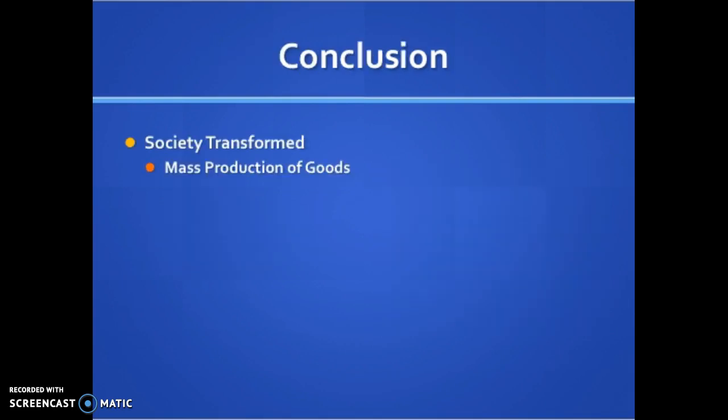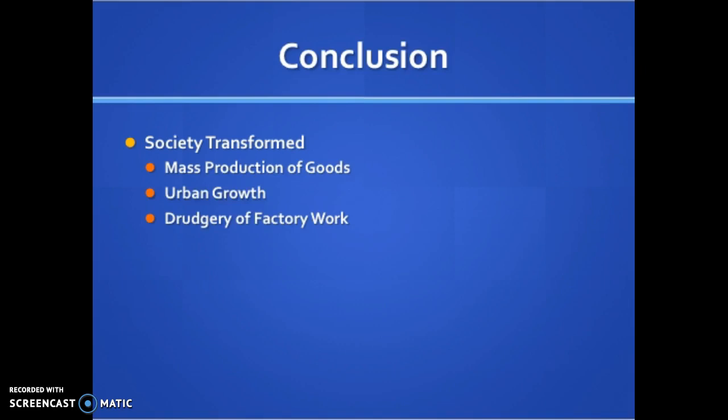So, in conclusion, the Industrial Revolution completely revolutionizes society. On the plus side, it involves the mass production of goods. These goods are being produced much more efficiently. They are much cheaper than they had been before the Industrial Revolution. This makes it possible for more people to afford more things.